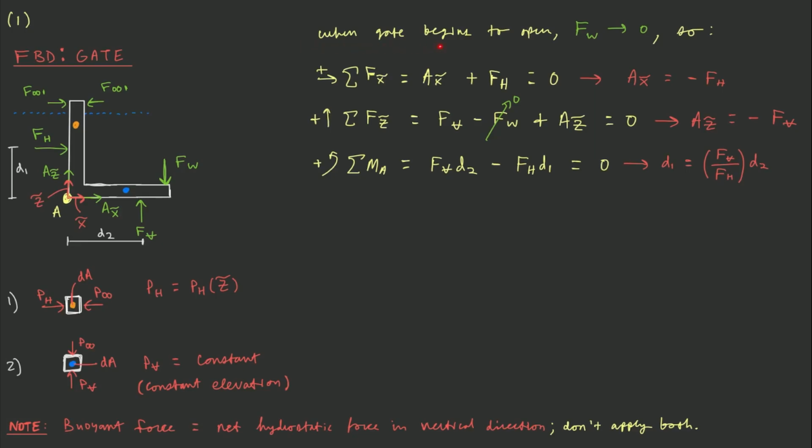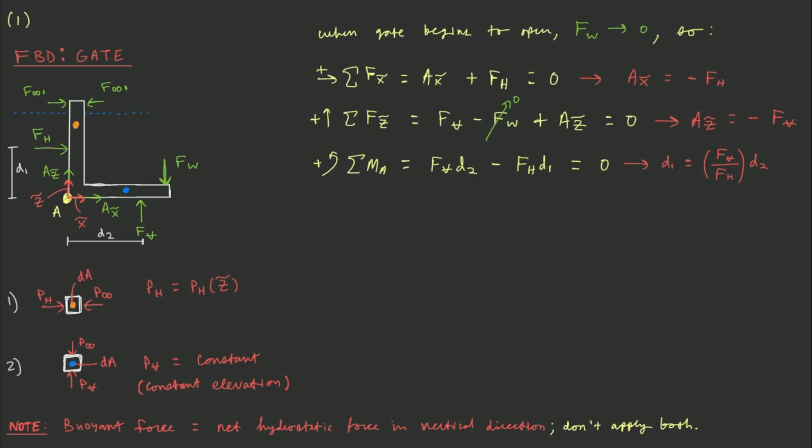So now that we have that out of the way, what we're going to say is when the gate begins to open, this contact force Fw, which is basically the normal force of the lip of the wall acting on the gate, will approach zero. So as we go through our Newton's second law and our sum of the moments, we can zero out Fw. It turns out that we don't really need the sum of the forces in x tilde or the sum of the forces in z tilde. We just have those written out for habit's sake.